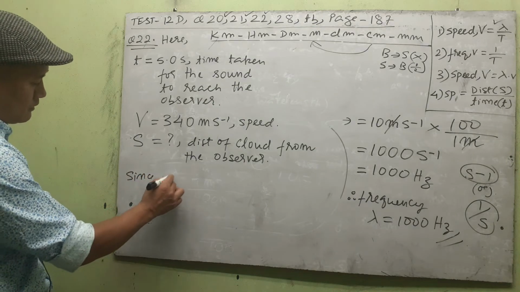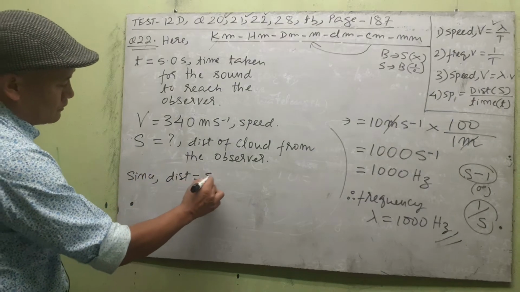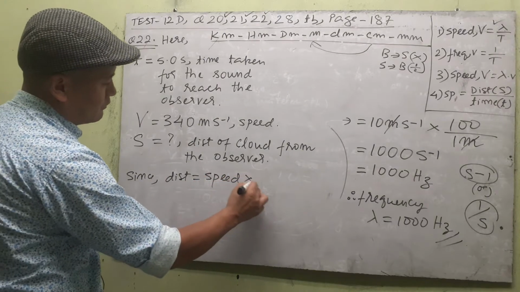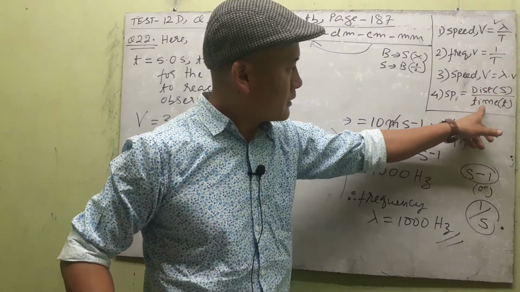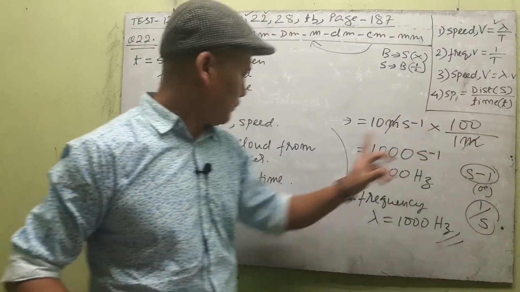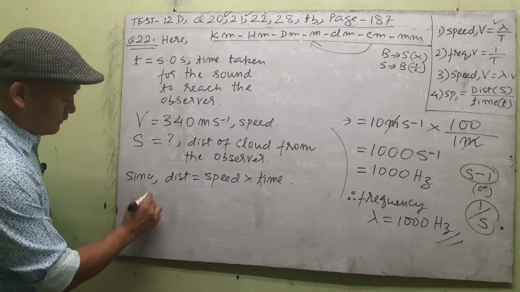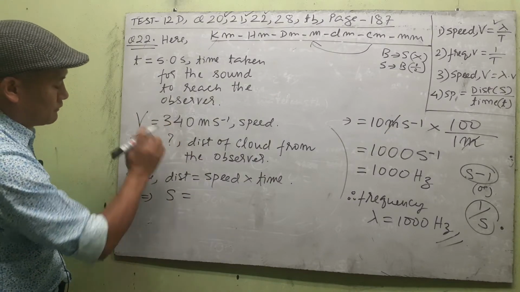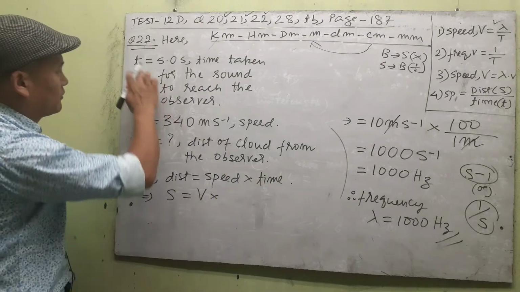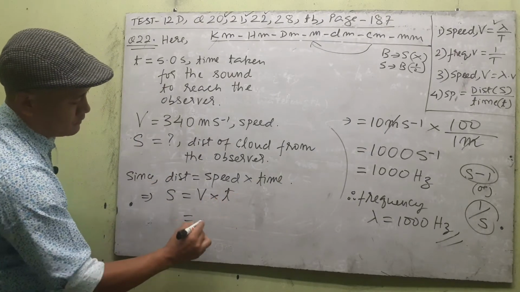Since distance is equal to speed into time, we know this is a common formula here. Distance is equal to speed multiplied by time. So we can replace the values. Distance we're using here as S, speed we're using as V, time we're using as T, so we can just write it once.